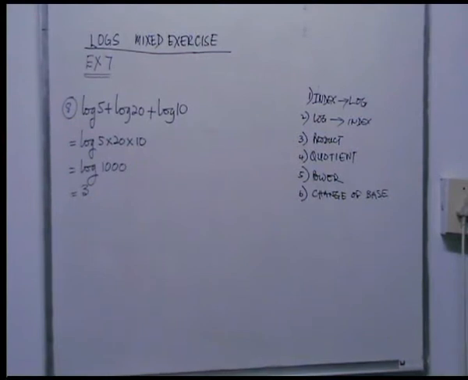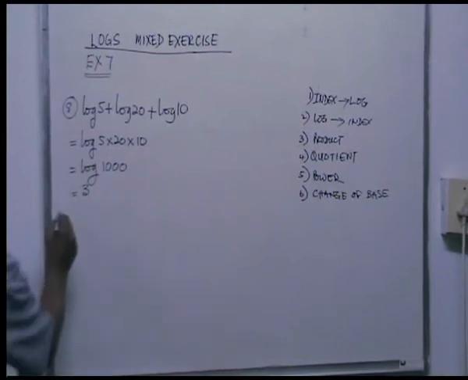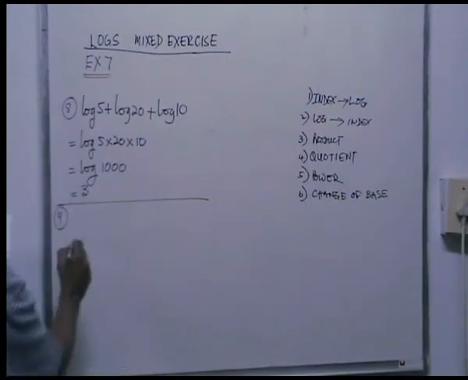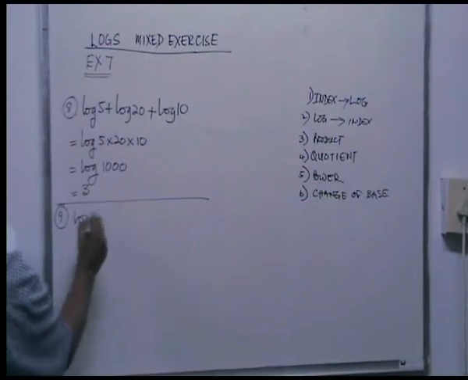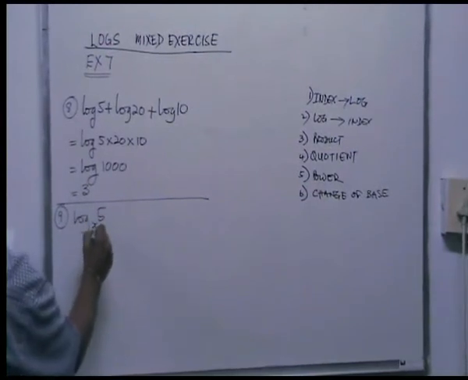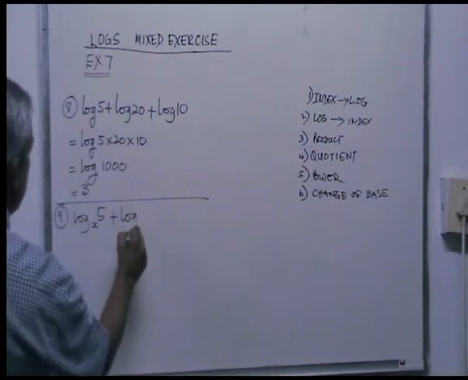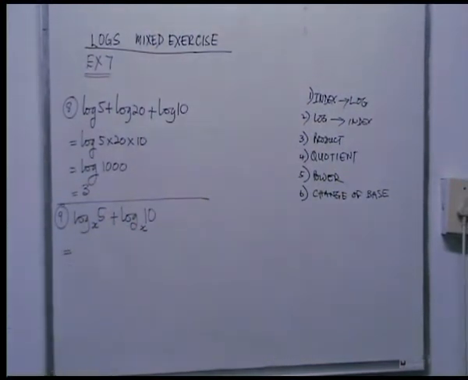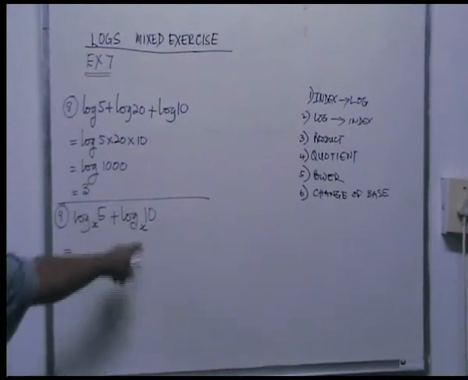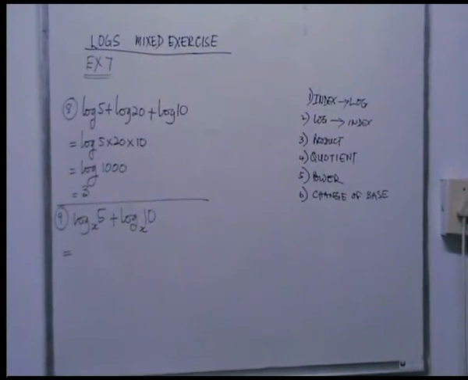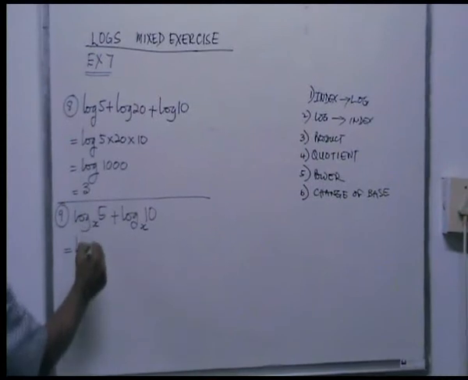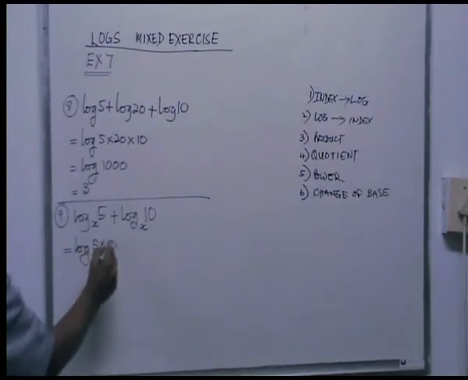Right, we'll move on to number 9. Number 9, you had log 5 to the base x plus log 10 to the base x. When you look at that question, you've got a plus sign and the bases are exactly the same, so you're allowed to multiply. So it will become log of 5 times 10.